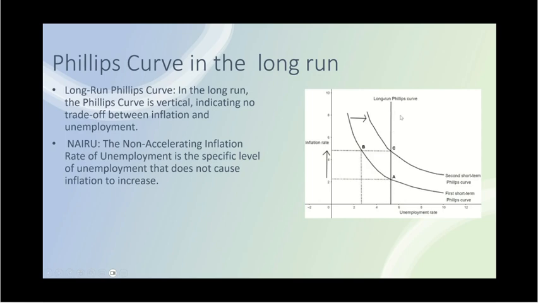Another term for the long run Phillips curve is NAIRU, and that just means non-accelerating inflation rate of unemployment, and that's the specific level of unemployment that does not cause inflation to increase. So this is where it gives you your equilibrium. You can see here it's C or A, and that's a set, constant rate of unemployment where inflation isn't going up or going down, and that's why it's a vertical line, and it's long run. So short run, it changes a lot. Long run, it stays the same for the most part.